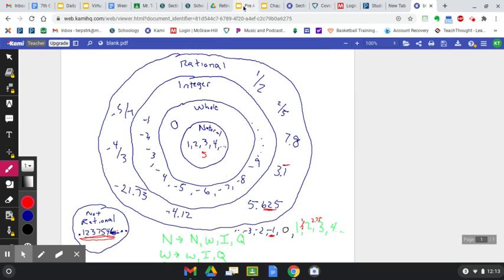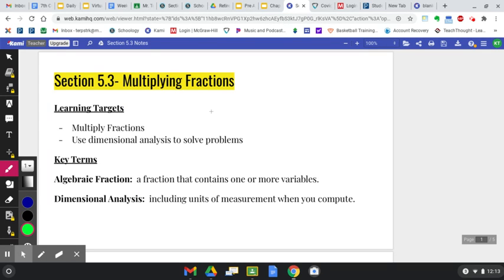All right, let's get into section 5.3, which is multiplying fractions. We started the beginning of the school year with multiplying fractions, and then before break, we reviewed multiplying fractions. We're going to add on to that today. We're not just going to multiply number fractions, we're going to multiply algebraic fractions, and those are fractions that contain one or more variables.